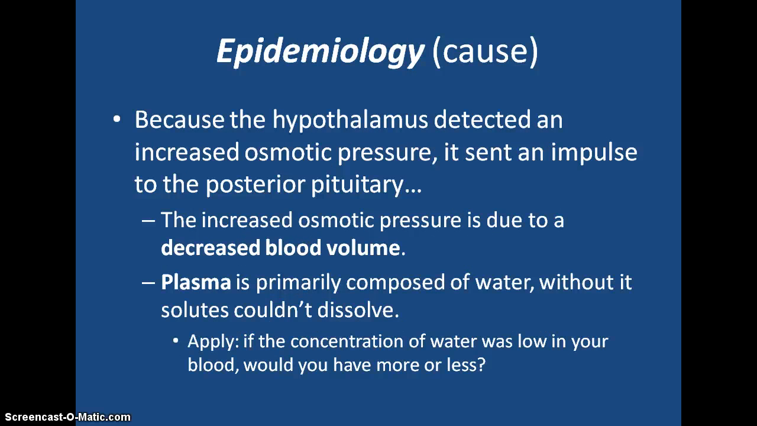Etiology, or cause. Because the hypothalamus detected an increased osmotic pressure, it sent an impulse to the posterior pituitary. The increased osmotic pressure is due to a decreased blood volume. Plasma is primarily composed of water. Without it, solutes couldn't dissolve or even be transported. Apply. If the concentration of water was low in your blood, would you have more or less?